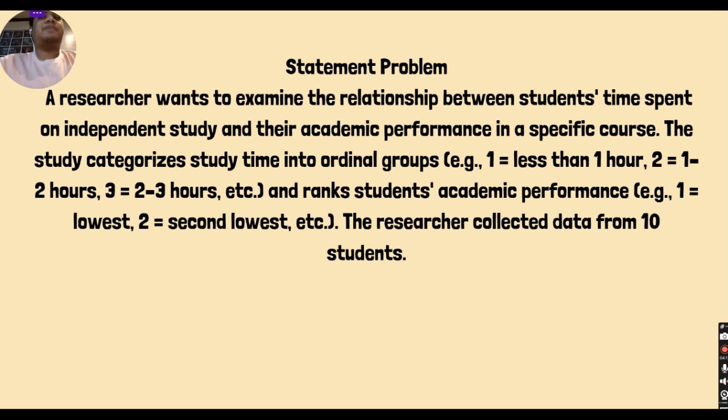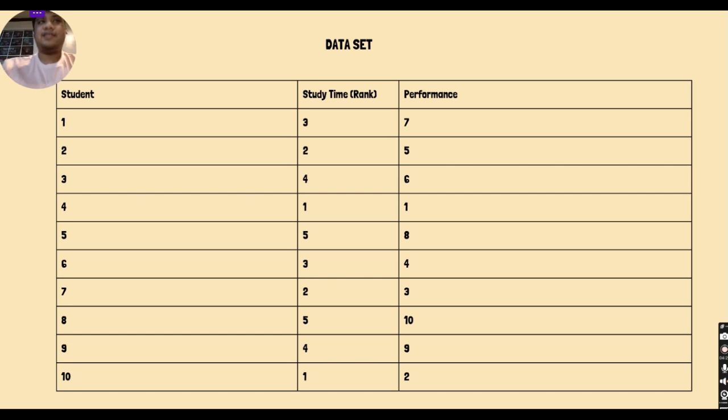And rank students' academic performances equals 1 for lowest, 2 for the second lowest, and so on and so forth. The researcher has then collected data from 10 students, and this will be the data set we would be using. Very small, but it's enough for what we're about to do today. After all, it's only an example to show the capabilities of SPSS in calculating the Spearman-rho. So we shall move on to the SPSS to show you how to perform this.